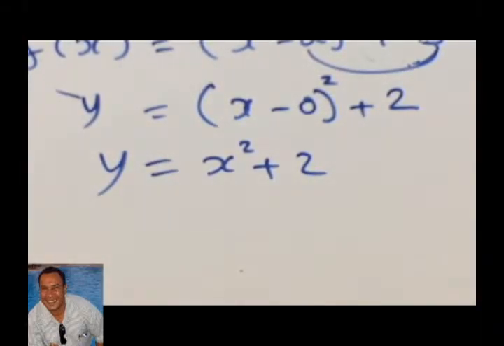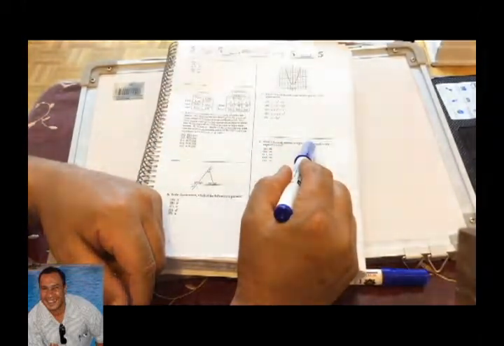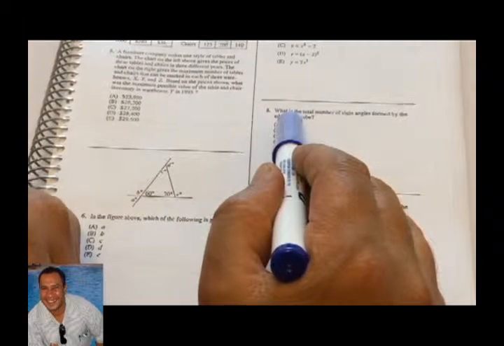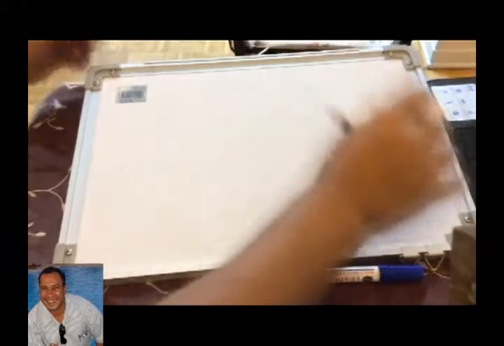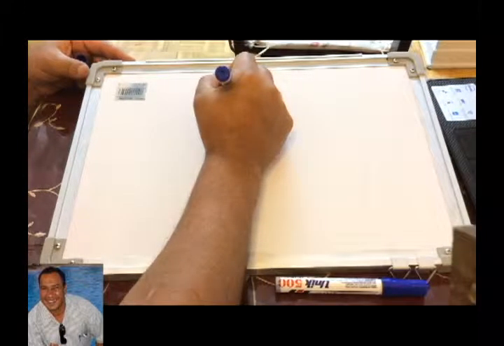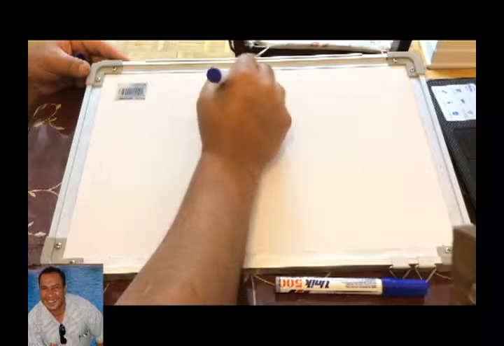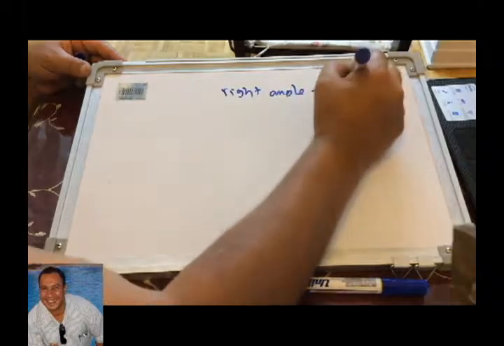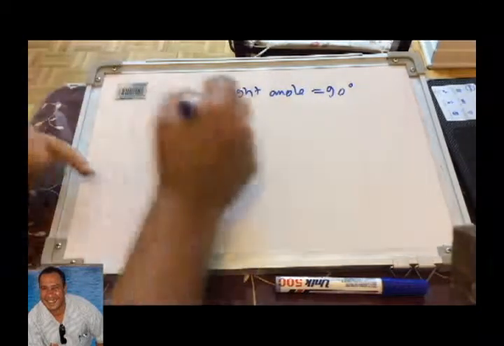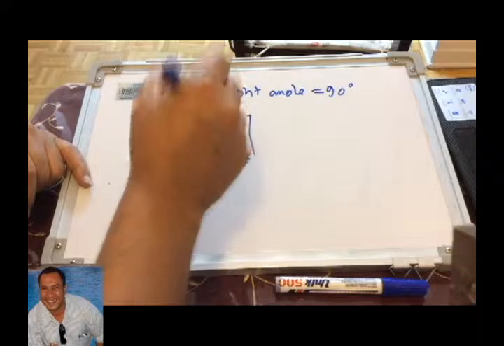Now let's look at problem number 8. What is the total number of right angles formed by the edges of a cube? The total number of right angles. A right angle means the angle equals 90 degrees, right? It means an angle of measure 90 degrees. Okay, so this is the cube.